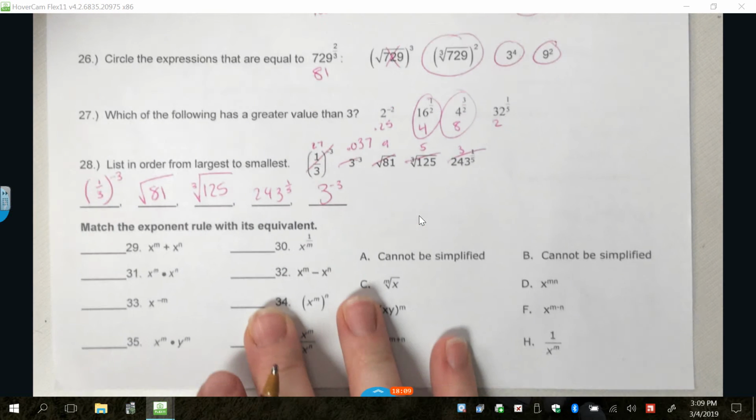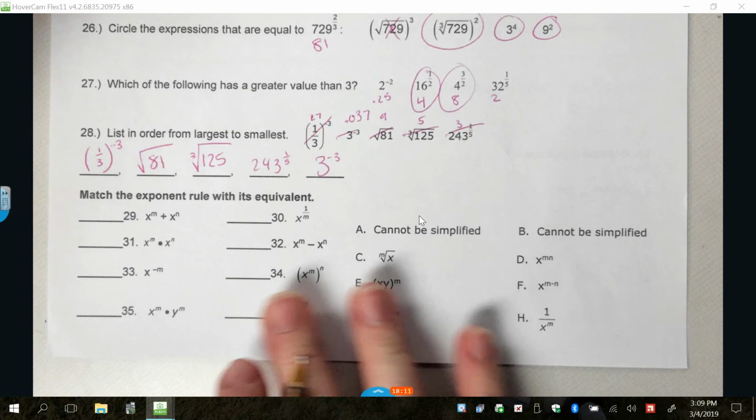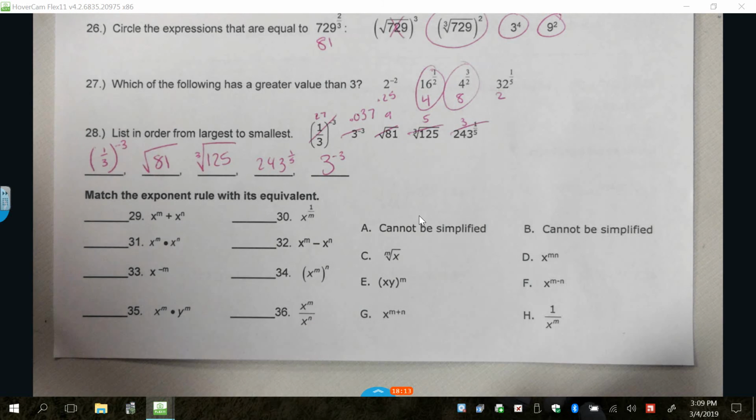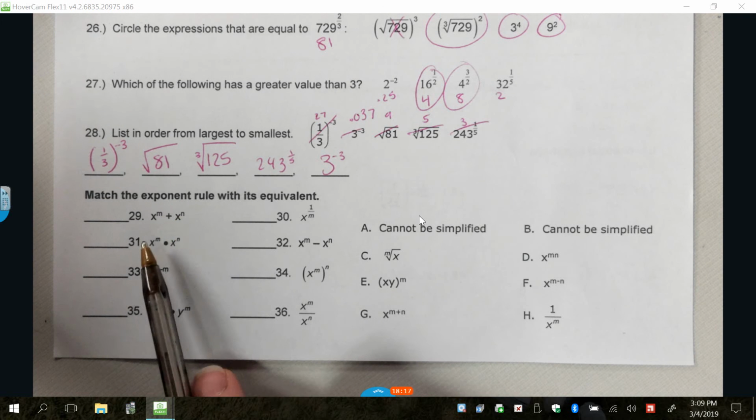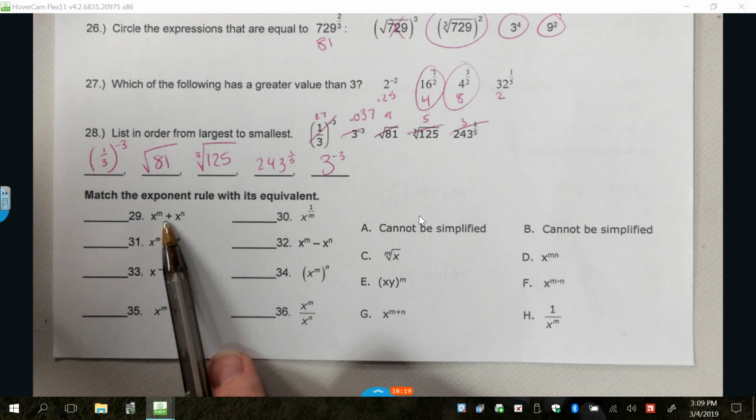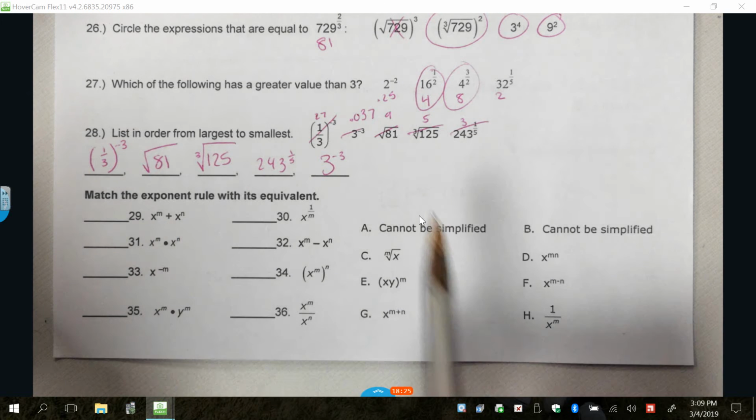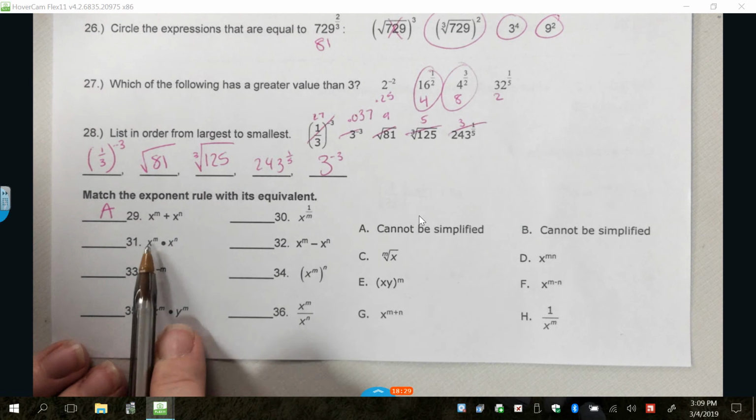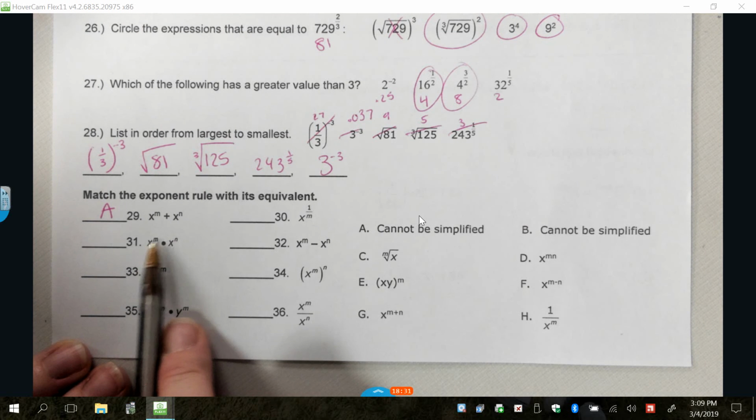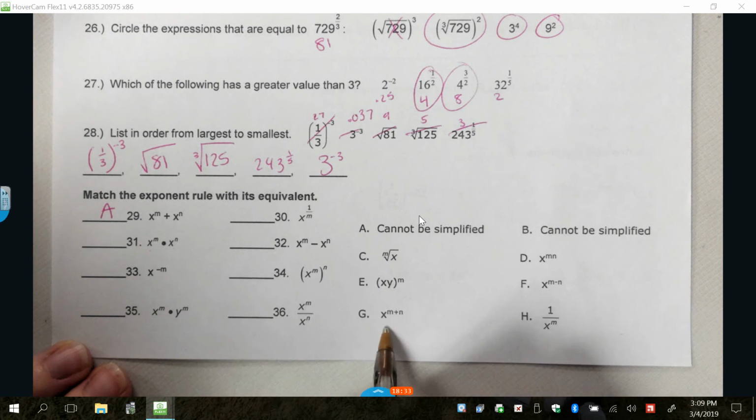Now let's look at the bottom. It says match the exponent rule with its equivalent. So remember, when the bases are the same, you add. Oh wait, just kidding. This is adding. Okay. When the bases are the same, the exponent should be the same when you're adding or subtracting. These are not the same, therefore they cannot be simplified. When you're multiplying and the bases are the same, you add the exponent. So m plus n would be a g.